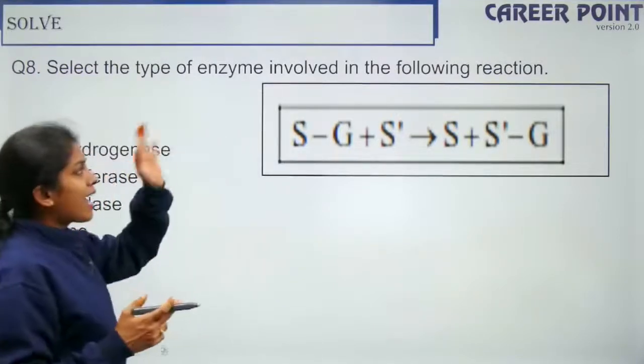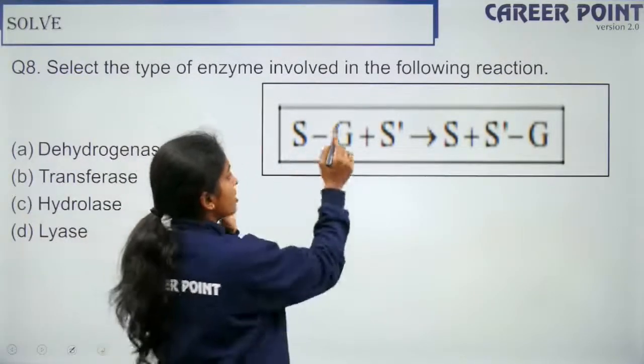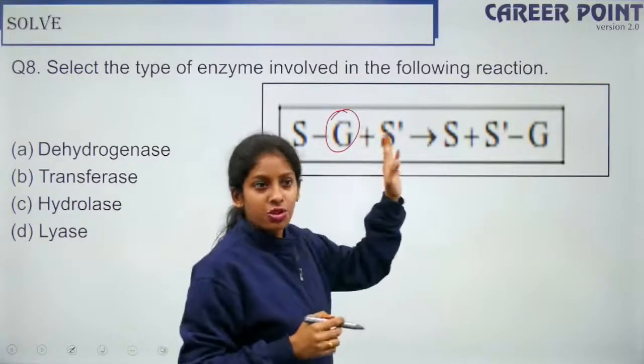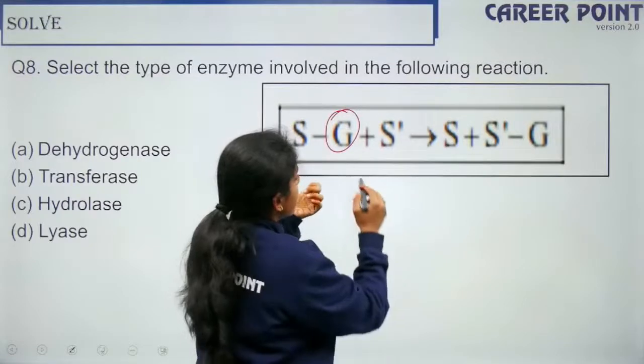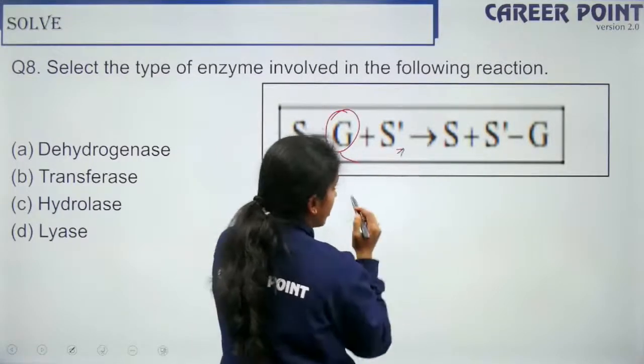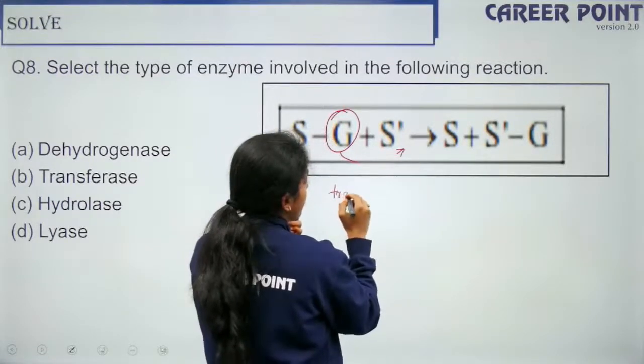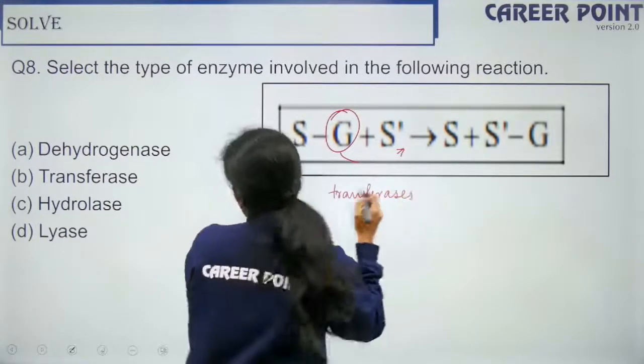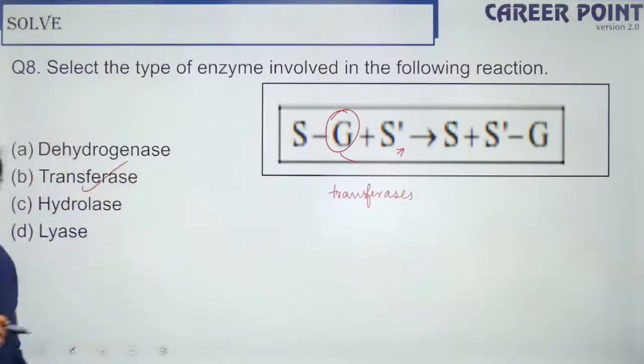So I have the reaction here. I have one substrate that is conjugated with G and another substrate S dash. Now if you can see, the group is getting transferred here. So this belongs to a group of enzyme family that is called transferases, which I just taught you, right? So here it is option B.